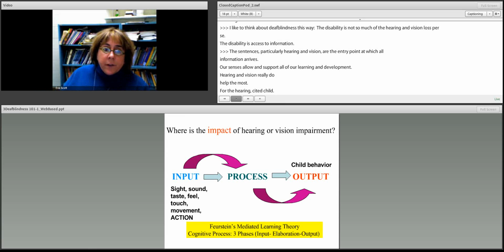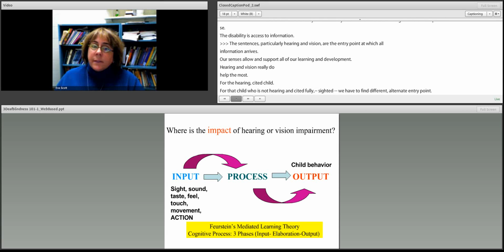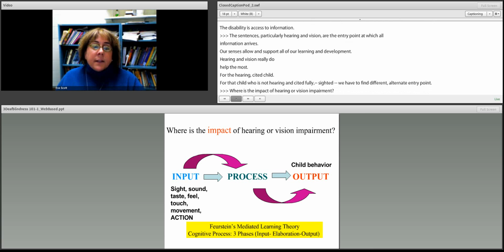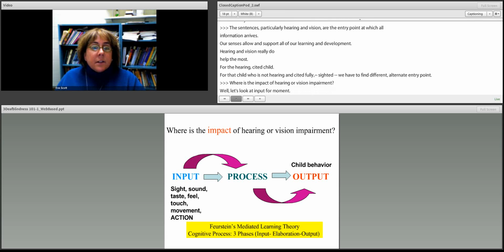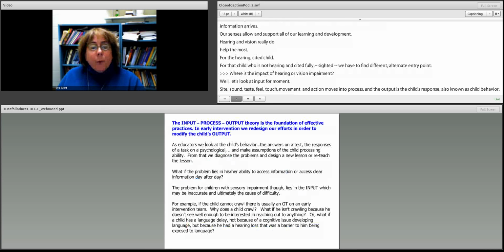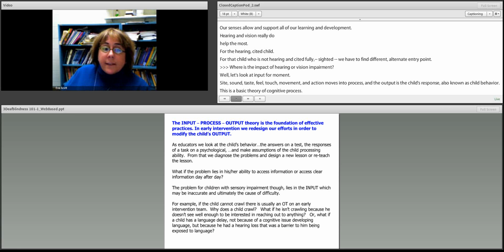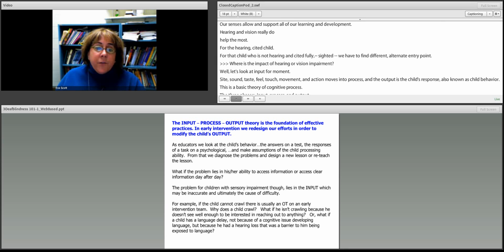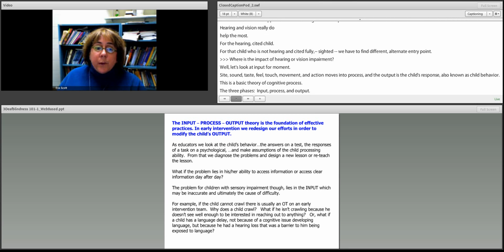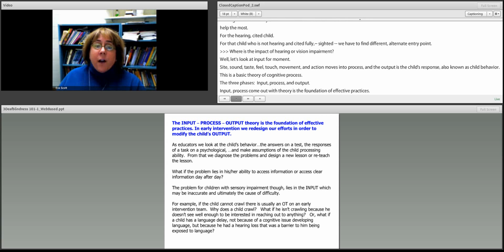Where is the impact of hearing or vision impairment? Well, let's look at input for a moment. Sight, sound, taste, feel, touch, movement, and action moves into process, and the output is the child's response, also known as child behavior. This is a basic theory of cognitive process, the three phases: input, process, and output. Input, process, output theory is the foundation of effective practices. In early intervention, we redesign our efforts in order to modify the child's outputs by manipulating inputs.